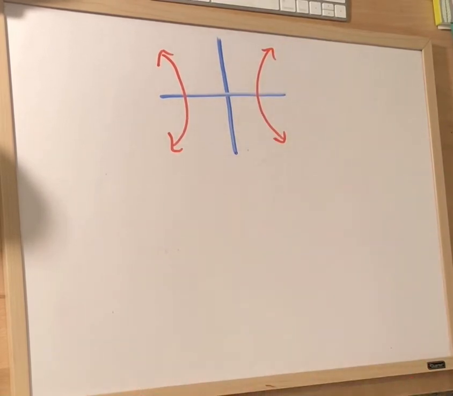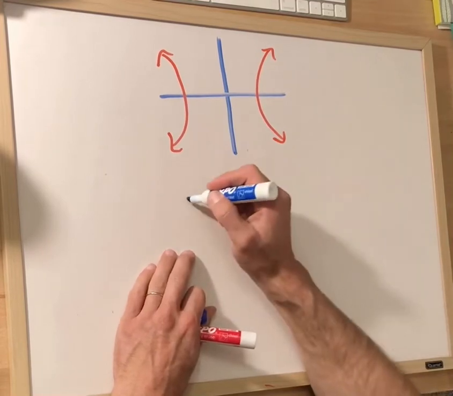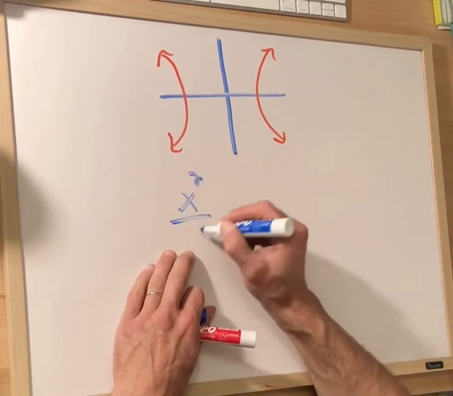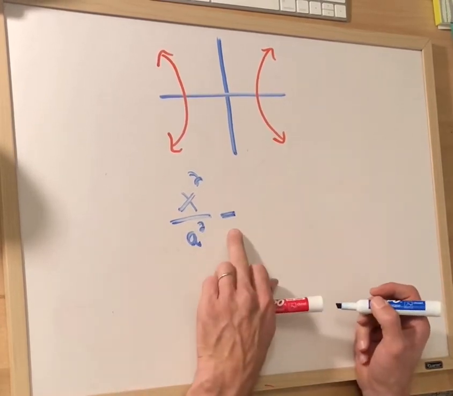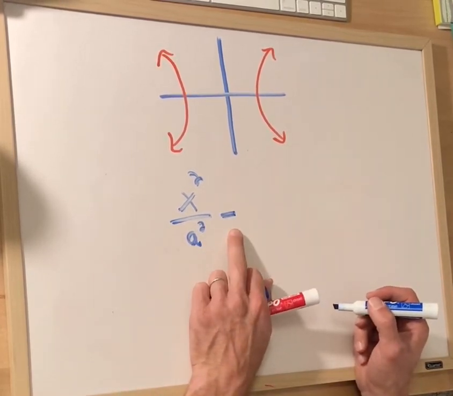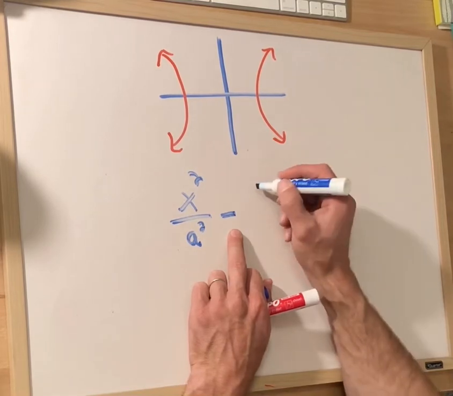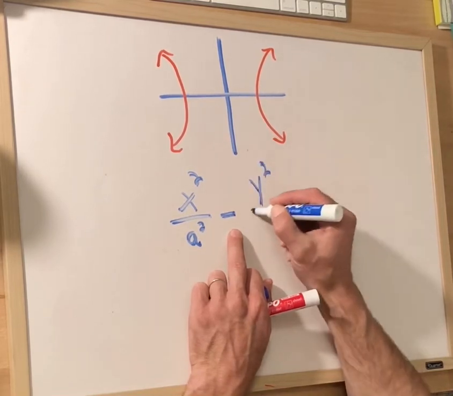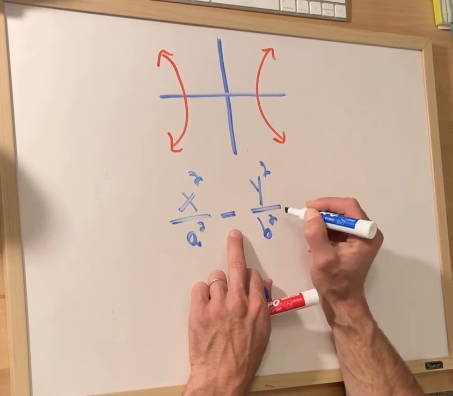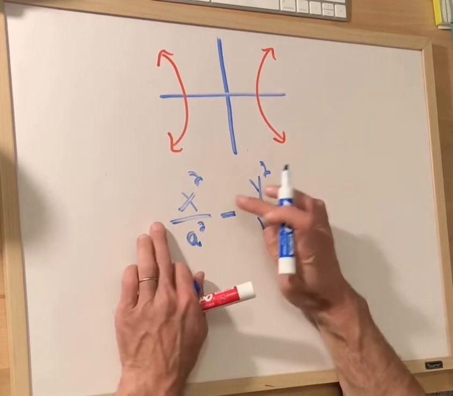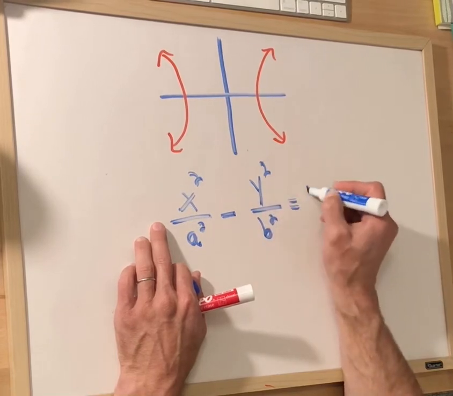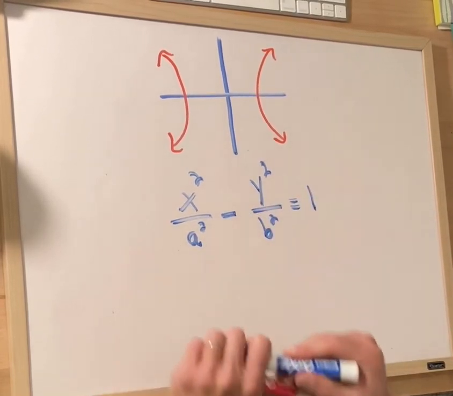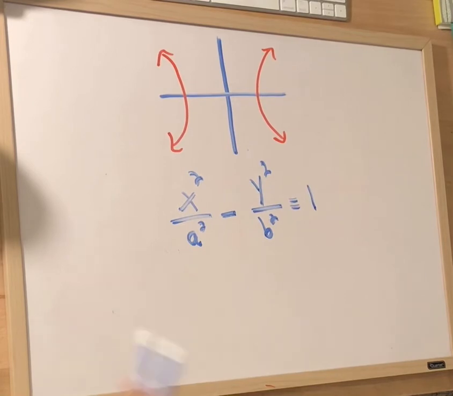Hyperbolas that go left and right start off as the equation with x squared over a squared, and then it's minus. The minus sign makes it a hyperbola because one of these has to be a negative. Y squared over b squared. Remember ellipses where this was x squared and this was plus, and then it equaled 1. If it's a minus sign, that's what makes it a hyperbola, the minus sign.